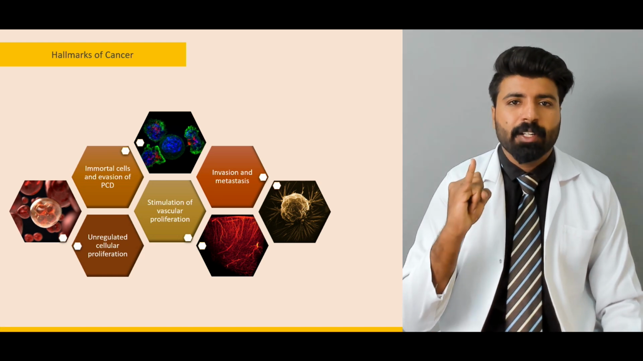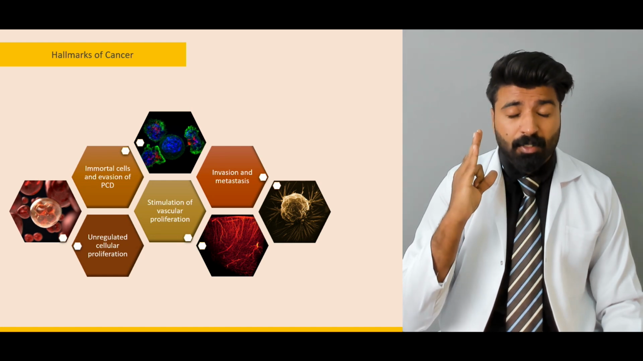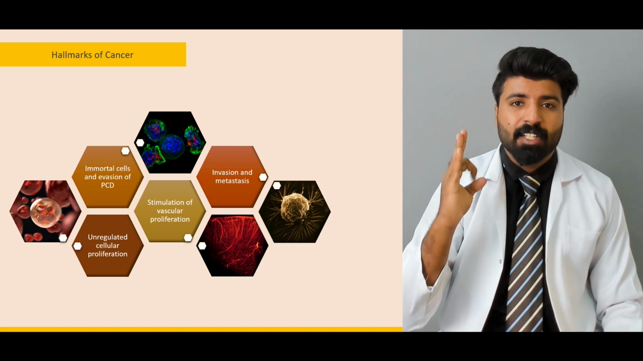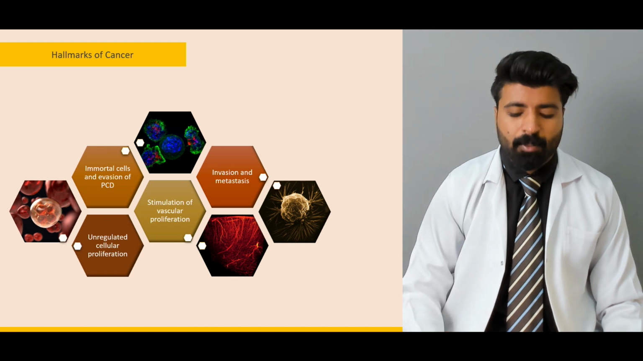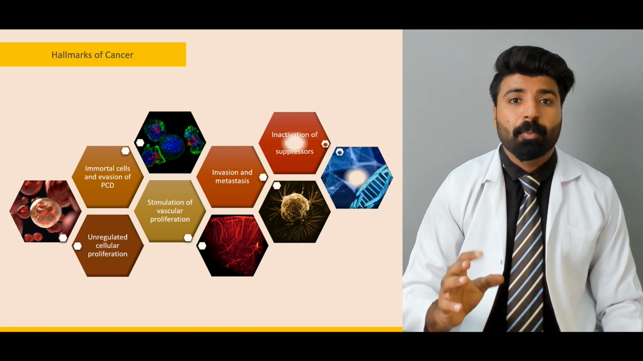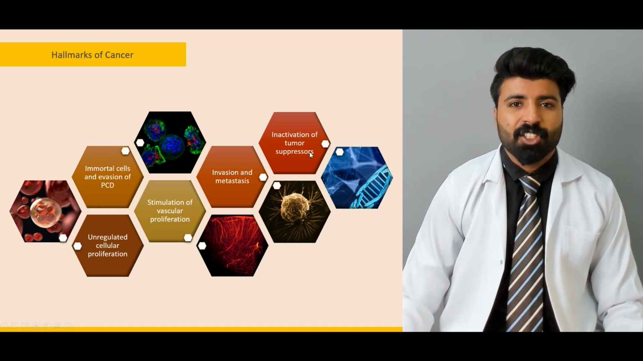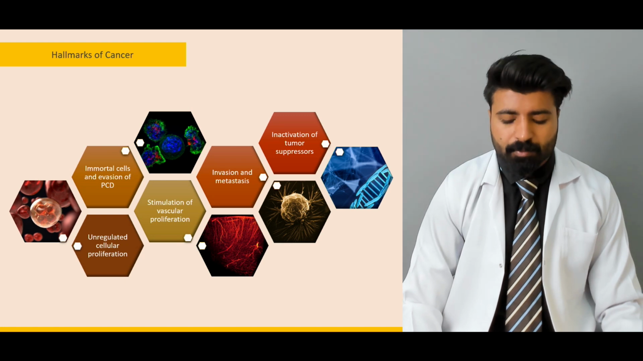It's going to be unregulated. It's going to affect the PCD. It's going to invade and metastasize inside of your body, and it's going to affect your vascular system. And the most important point is that it's going to be monoclonal. Further, it has inactivation of tumor suppressor genes. When tumor suppressor genes are inactivated, there's nothing to stop the tumor from growing.